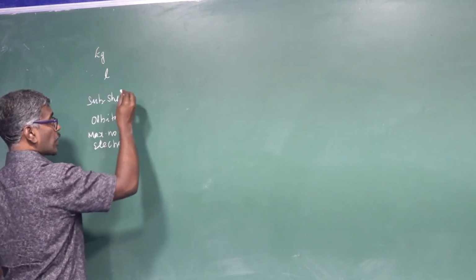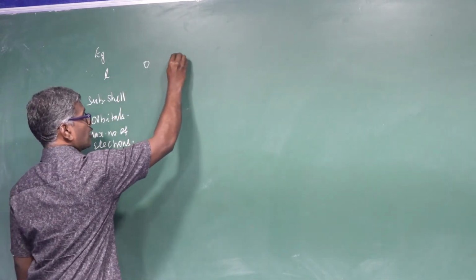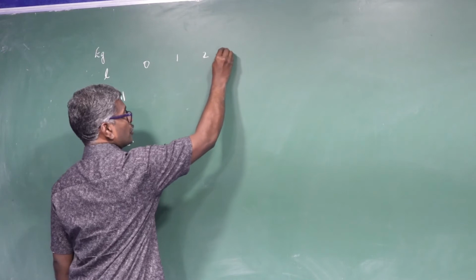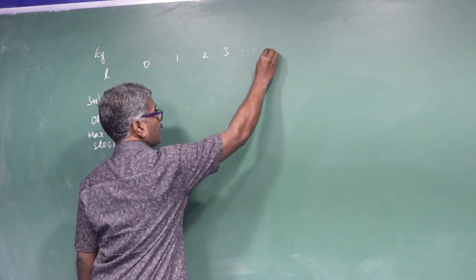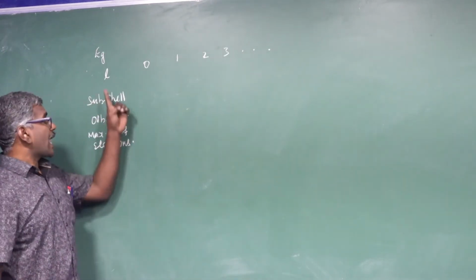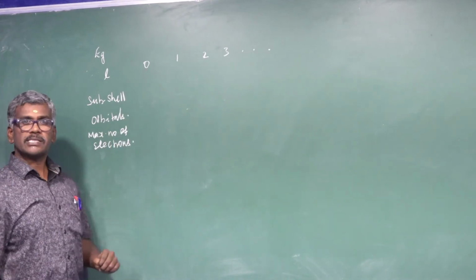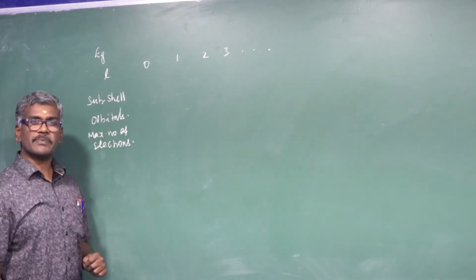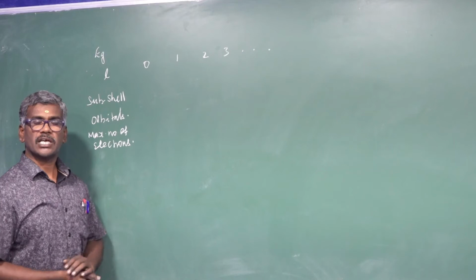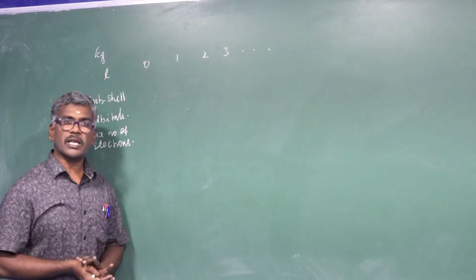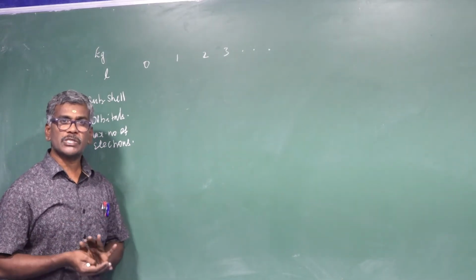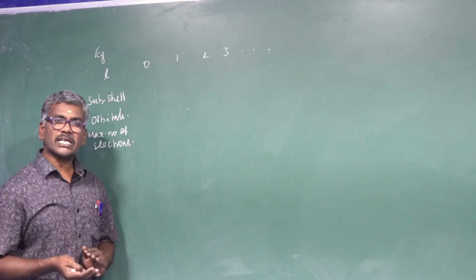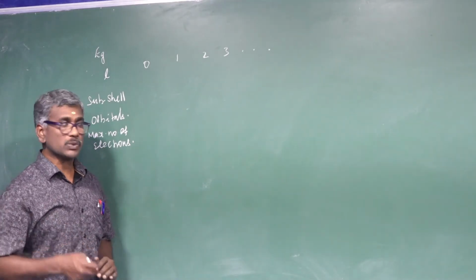Here, L value, lowest value 0, 1, 2, 3 and so on. L value 0 means what subcell is possible? That is an s subcell. What is the formula? The number of orbitals in the subcell is 2l plus 1. The number of electrons in the subcell is 2 into 2l plus 1.